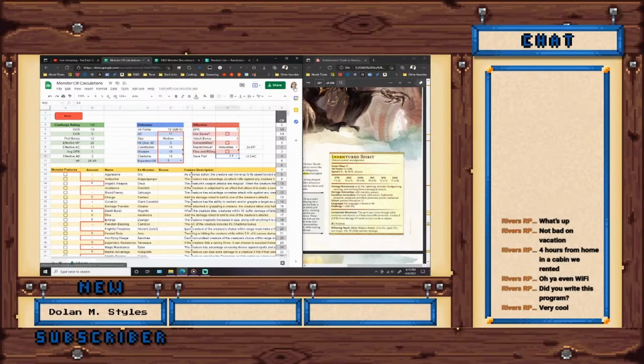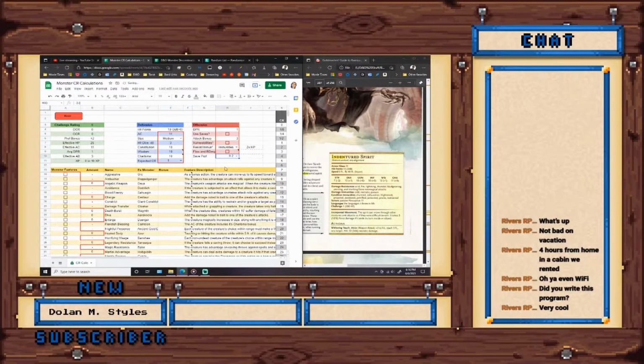So I'm still working out the tweaks. I'm still working out the kinks on this. I'd say it's probably at a version 0.8 right now. And I'm looking forward to being able to share this with everyone else that likes to create their own monsters and wants a very quick and easy way to pull this stuff together.